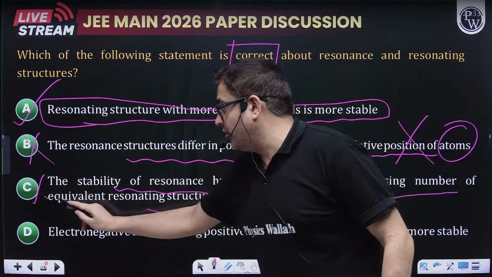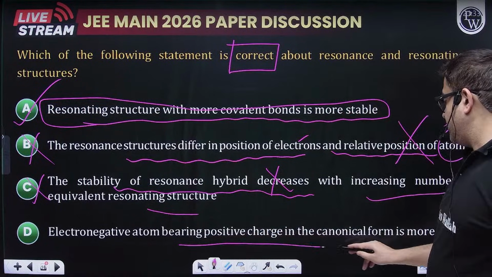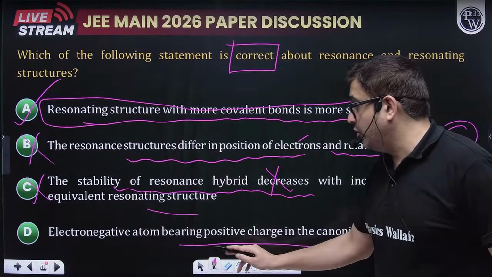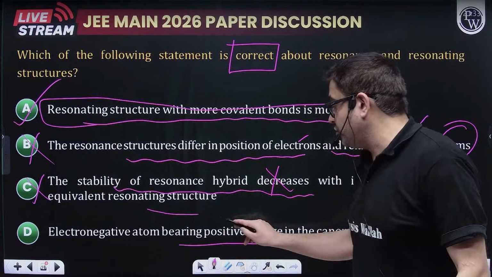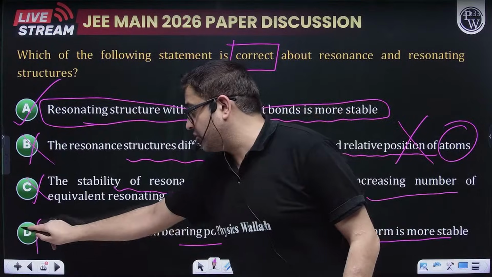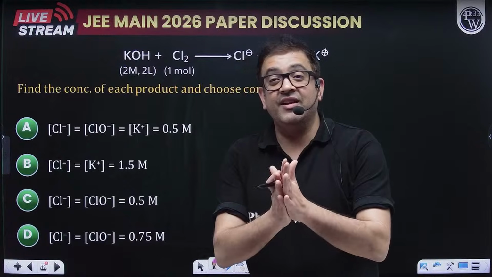So this is also wrong. Electronegative atom bearing positive charge in canonical form is more stable? No, the negative charge should go to the more electronegative atom. So they should be a negative charge. This is also incorrect. I hope this is a piece of cake. Yes. Pratik, Devraj, perfect bhai.